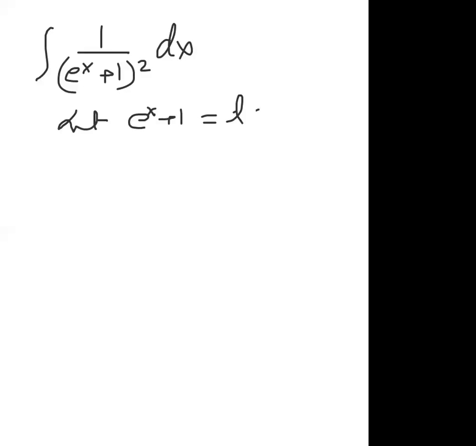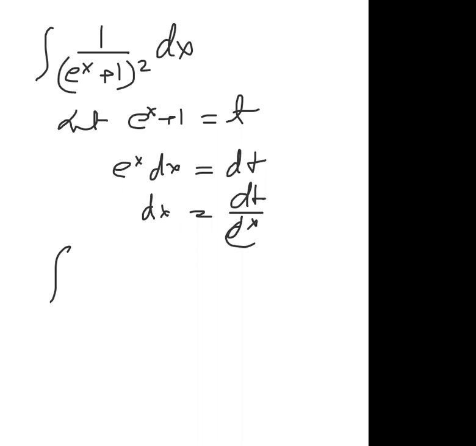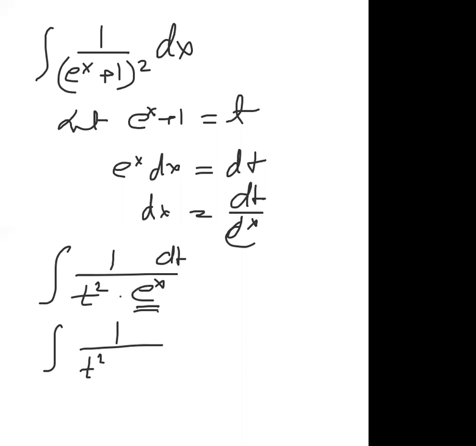Differentiating both the sides, e to power x dx will be equal to dt. So dx value will be equal to dt upon e to power x. Integral 1 upon t square into dt upon e to power x, and e to power x can be written as t minus 1. Now we need to implement partial fraction. I suppose you will be able to implement.